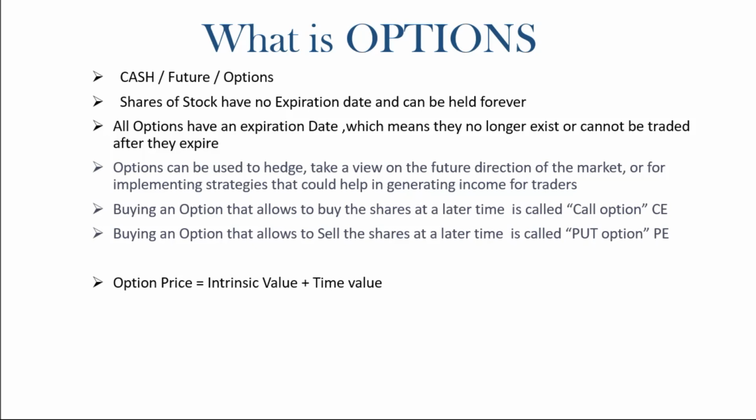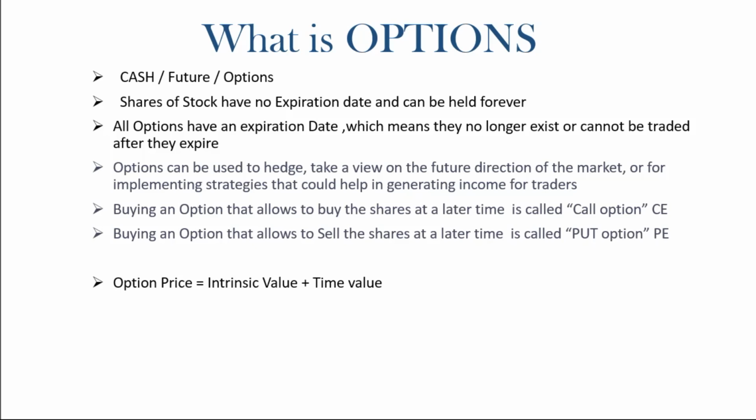Options are organic: they are born, they grow and they die within a certain period of time. Then why do we use options? Options are used for hedging and also help us to understand the future direction of the market. Also, options help traders to implement different strategies to increase their income. Then we will see what a call option and a put option are.